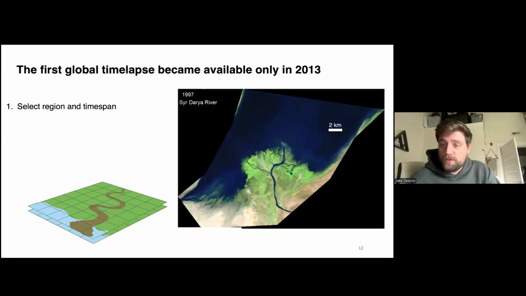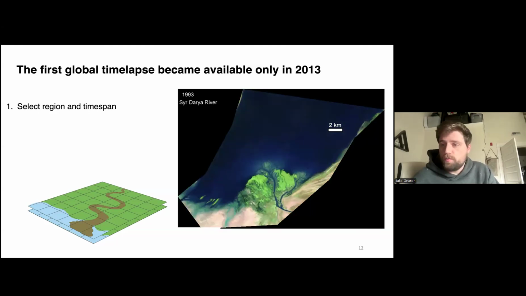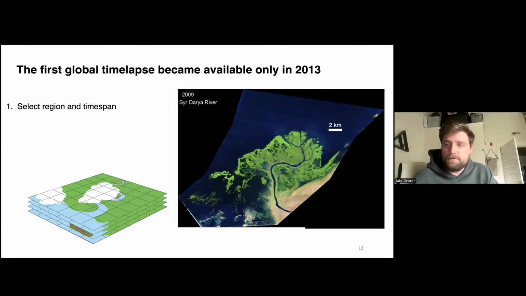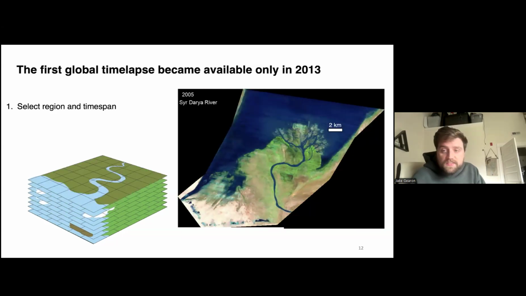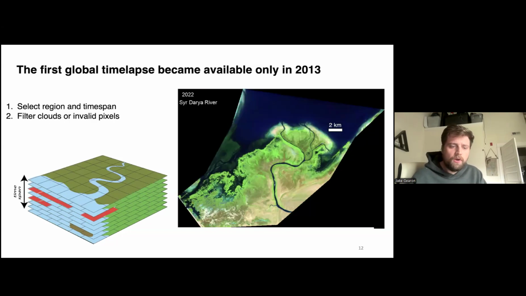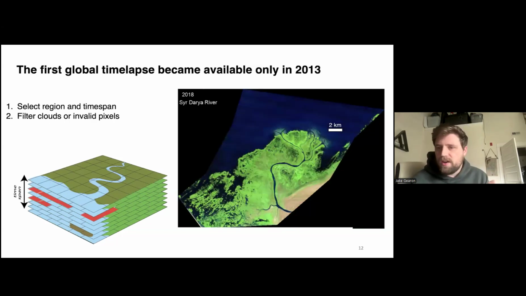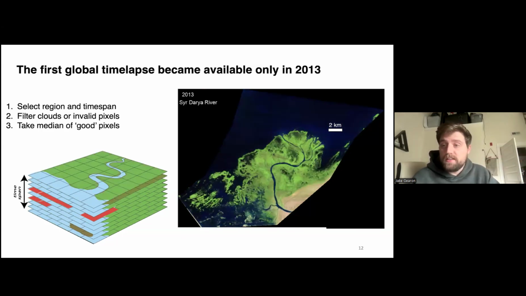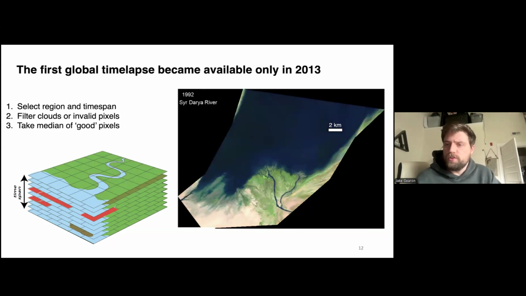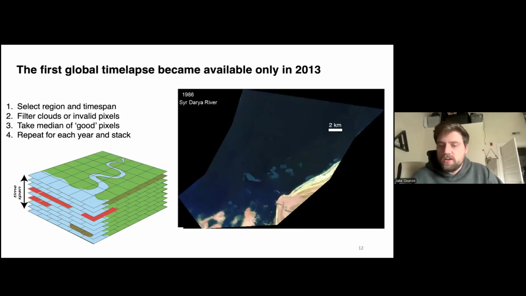So for a single region, we can look through the images through time, and we can see the river in different conditions, right? It might be flooded, it might have clouds, the seasons might change. But what we can do after about a year is remove all the errant or clouded pixels and simply take an average, or a median, excuse me, through time of the good pixels. That gives us a composite, and then we just repeat each year and stack.